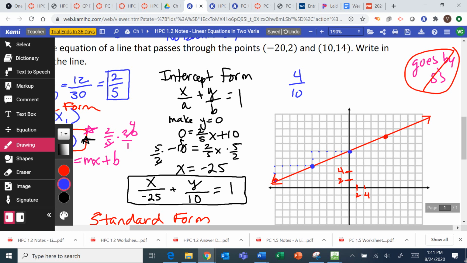And then something else I could check would be the y-intercept. Is my y-intercept actually at 10? Yeah. My x-intercept, could that be at negative 25? My graph's not big enough, but could it be at negative 25? Looks like it could be.